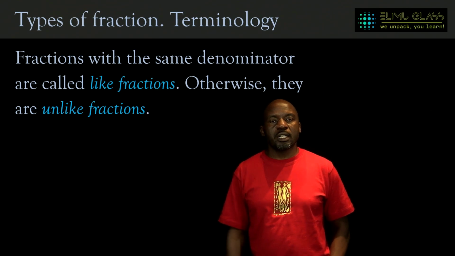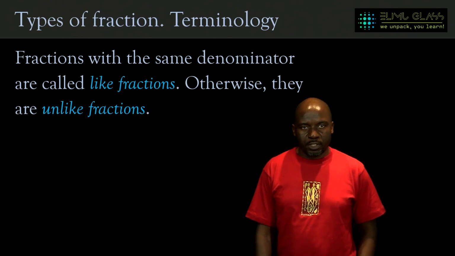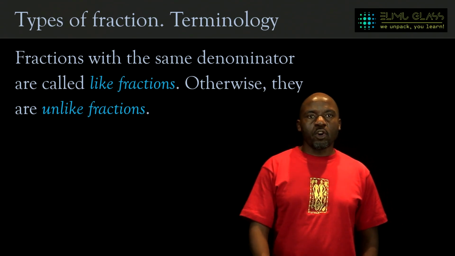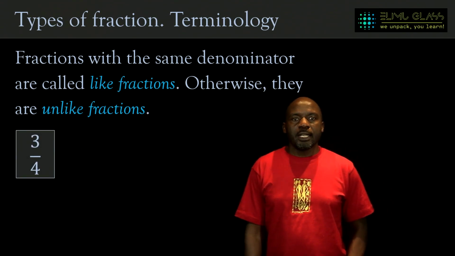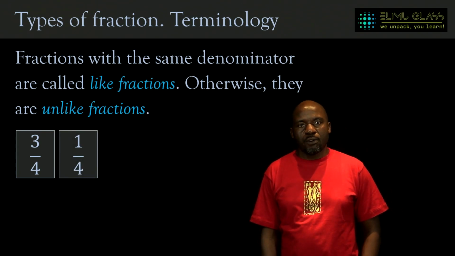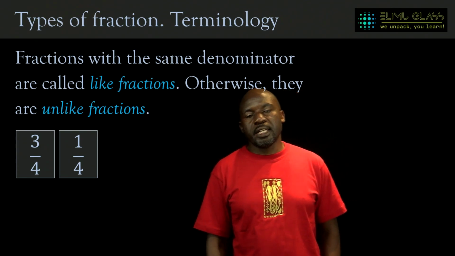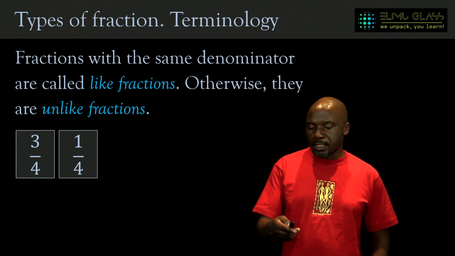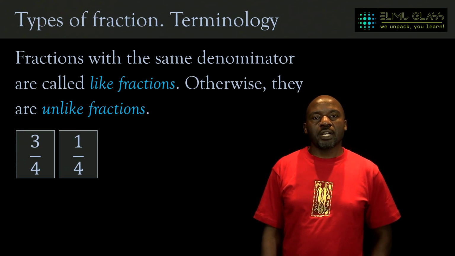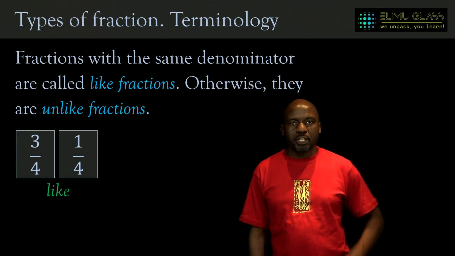We always want our fractions to be like before we add them or subtract them. But we are going there right now. All right, example, 3 over 4 and 1 over 4 are like fractions because the denominators are the same. If the denominators are the same, we refer to those fractions as being like. Okay, so these are like fractions.